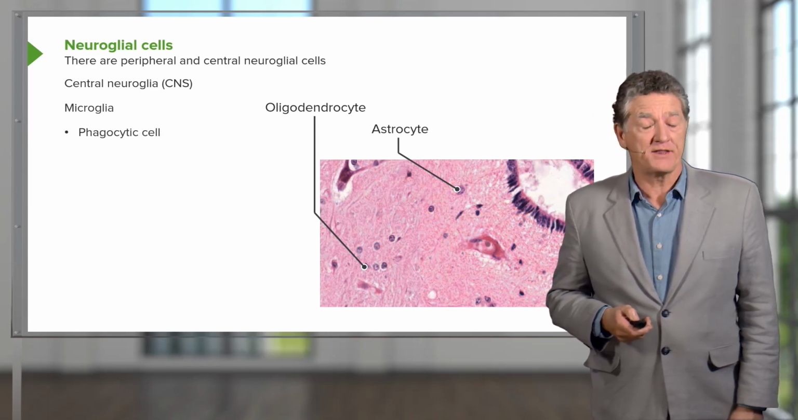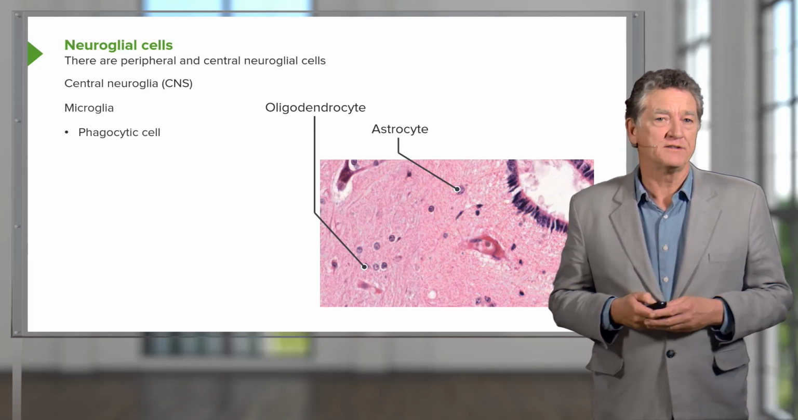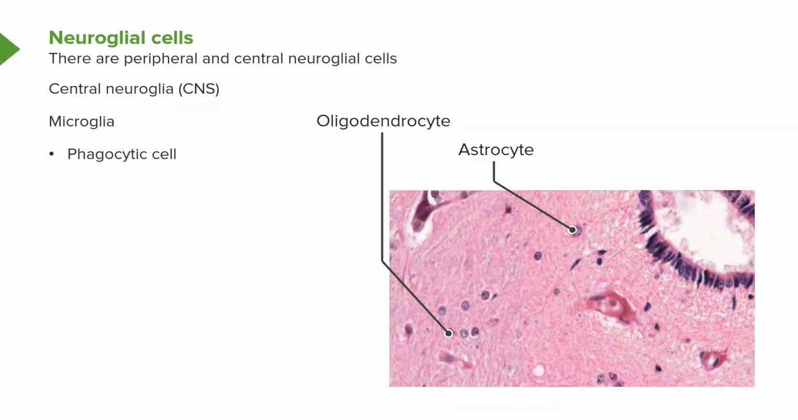Well, there is another important glial cell, and that is the microglial cell. They're like macrophages. They're phagocytic. And you can see them easily in sections because they have an elongated, sausage-shaped nucleus.